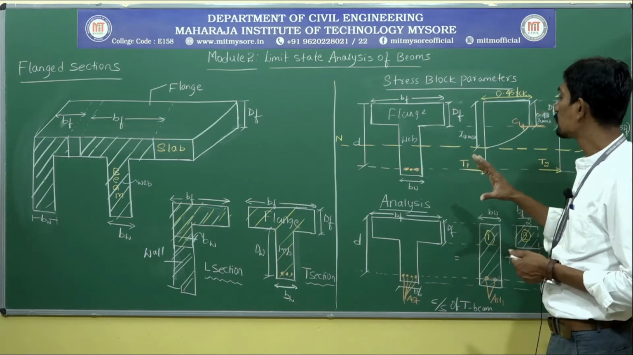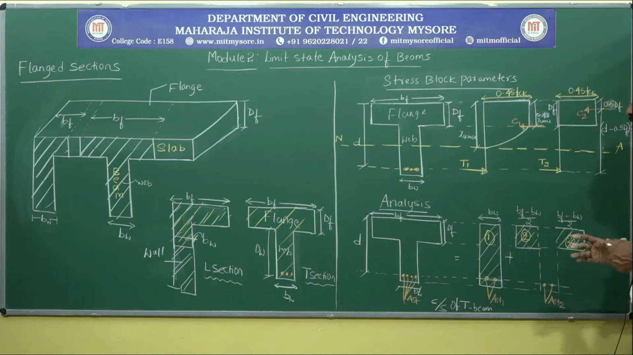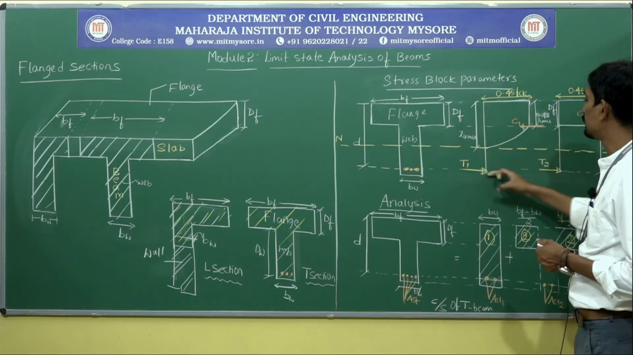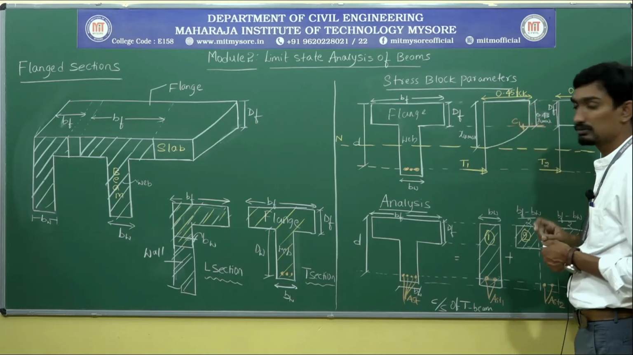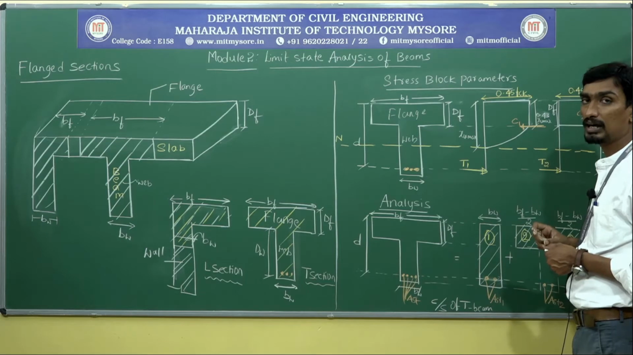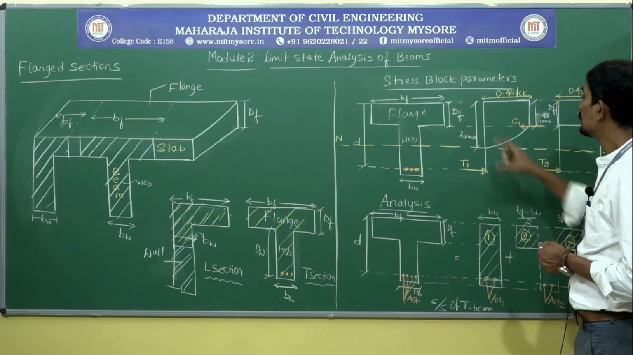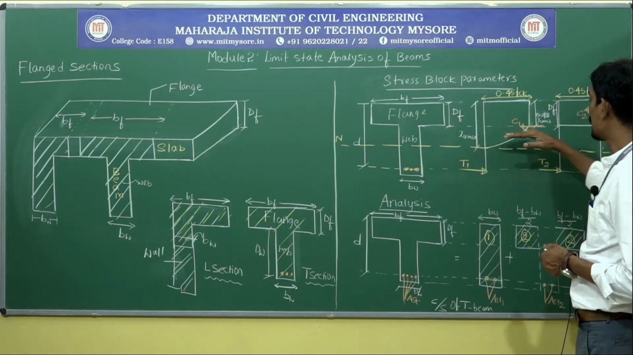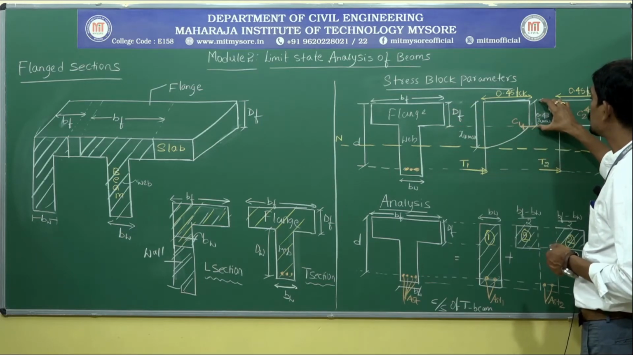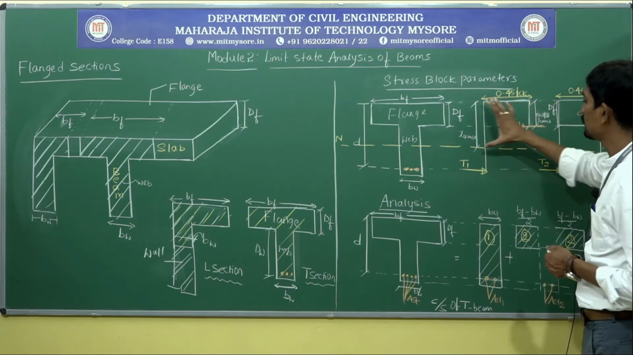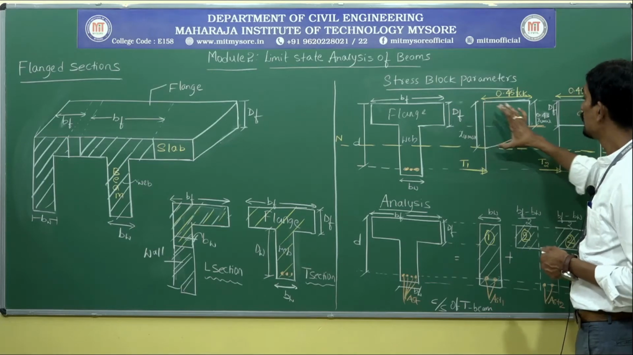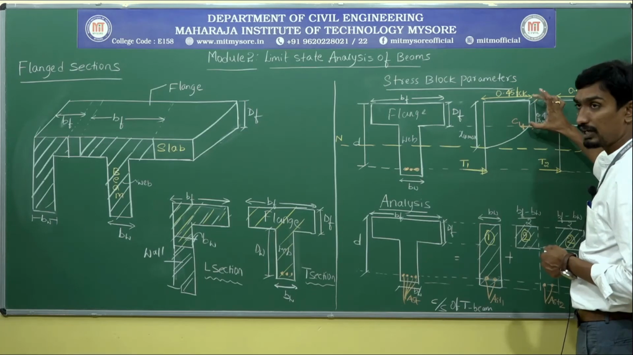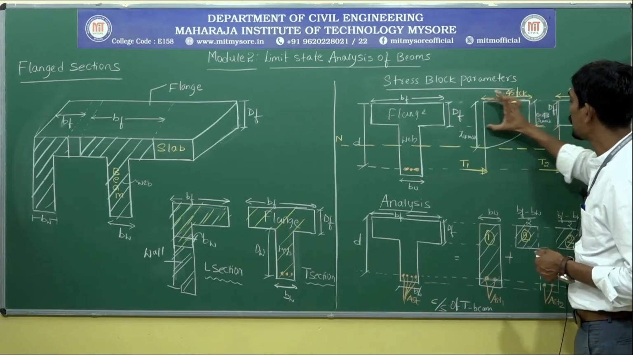Now, if I draw the stress block parameter for this, you can observe the first thing. It will be a combination of rectangular and parabolic variations. You can see till the DF, or I can say till 0.43 XU max. This will be your XU max, that is the maximum depth of the neutral axis. Till a distance of 0.43 XU max, it will be a rectangular variation.